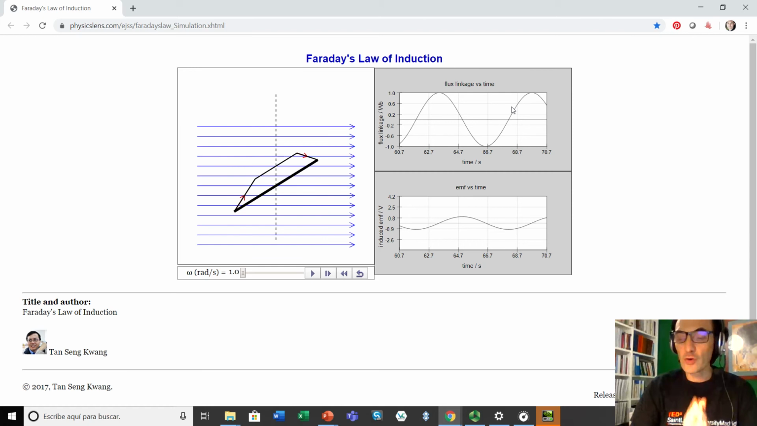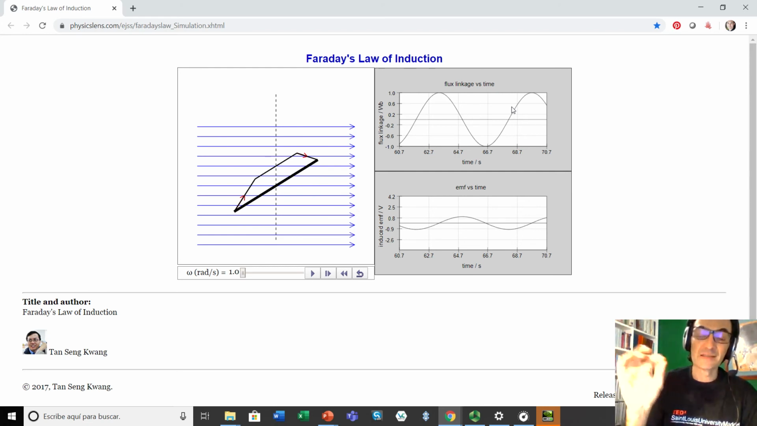And to do so, you have to think about Lenz's law. Lenz's law really explains this effect. Lenz's law is the minus in Faraday's law, okay? The change of the flux with time opposes the electromotive force induced. Okay?